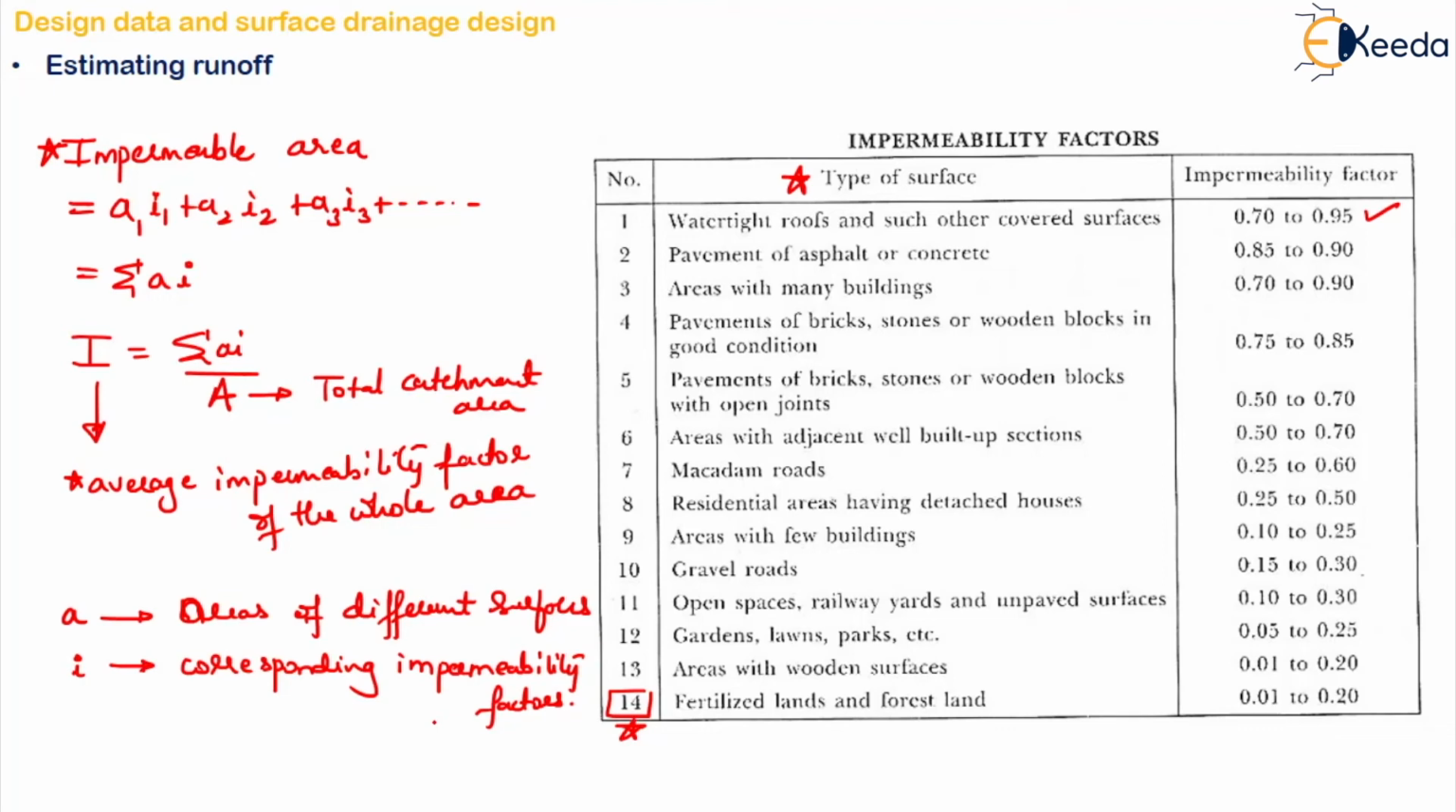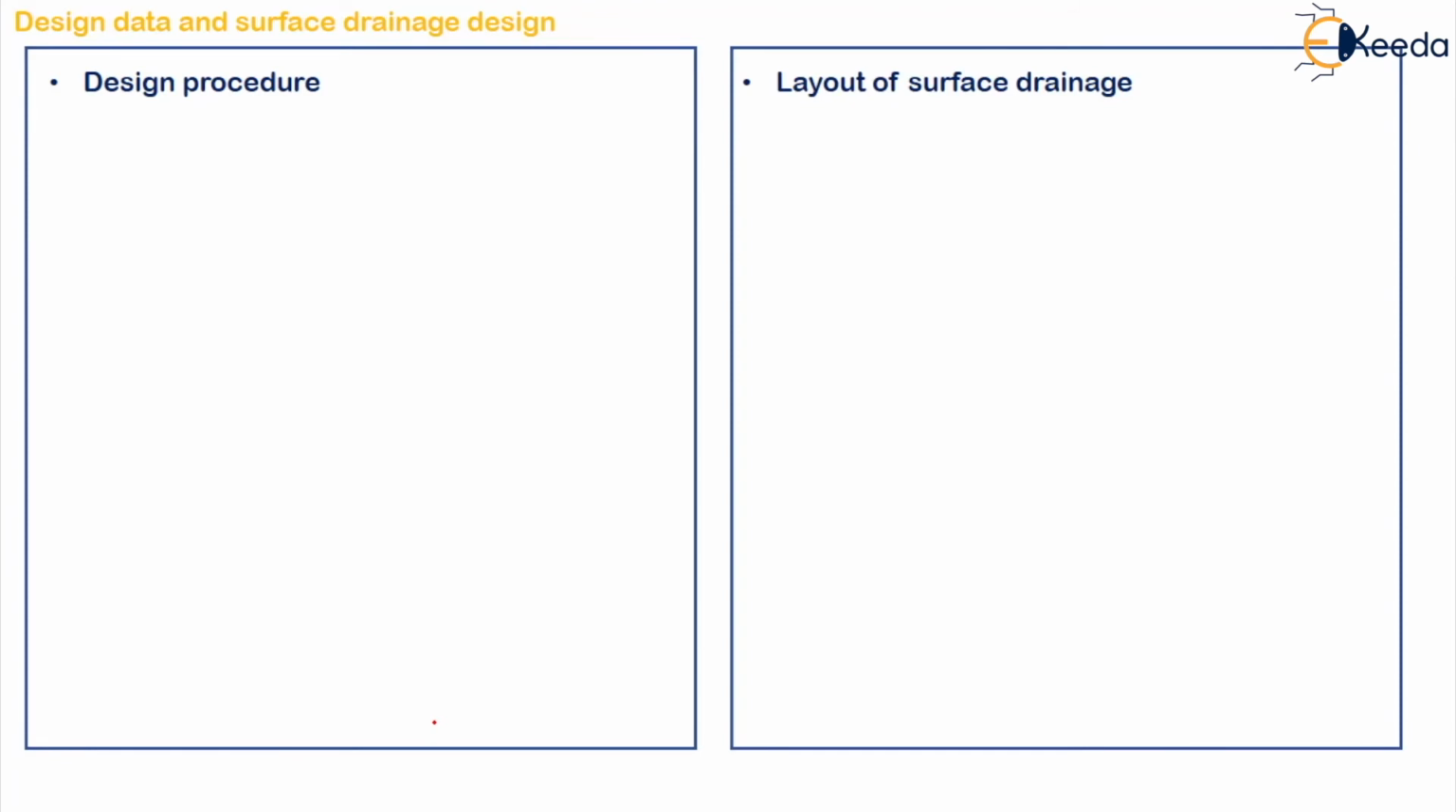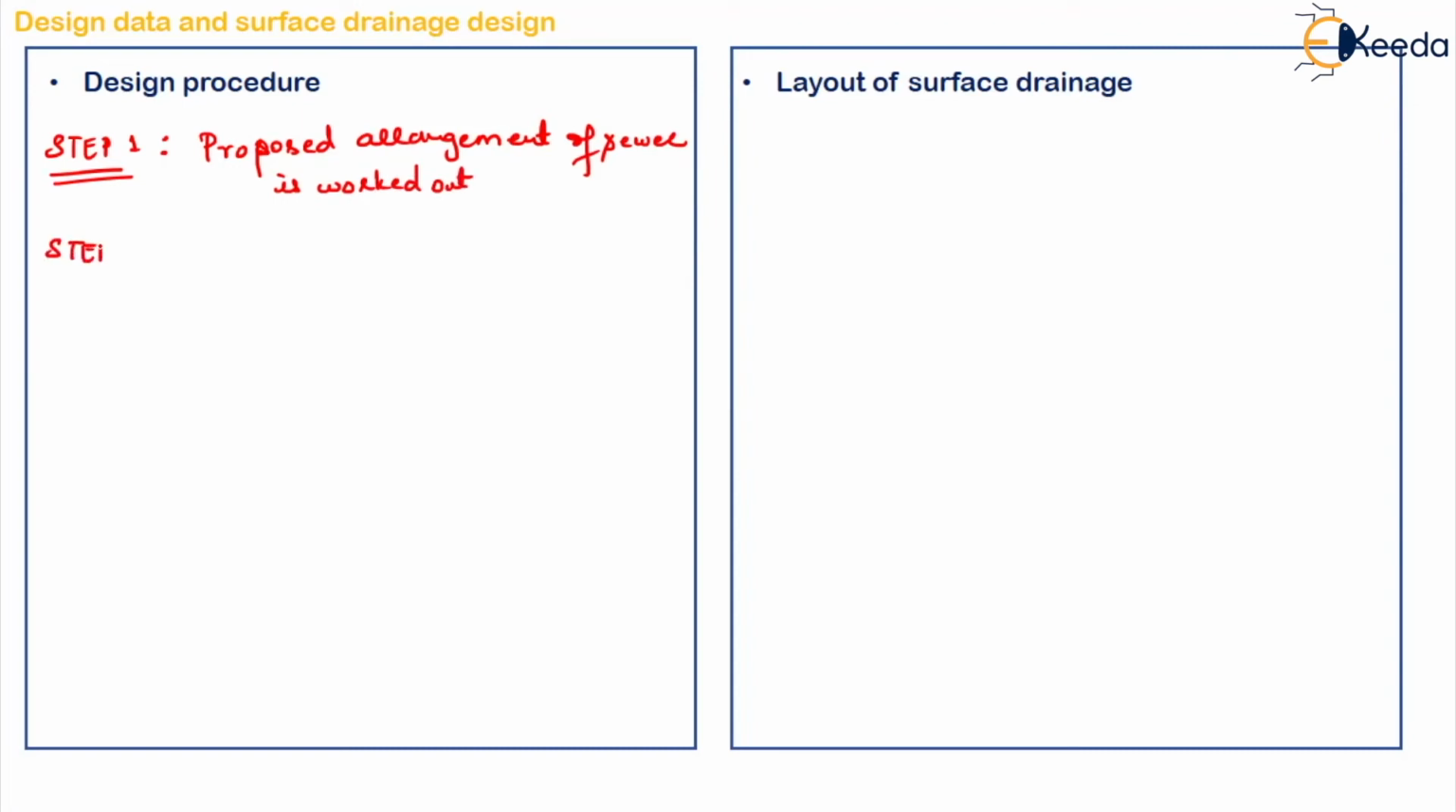which you have to design your sewers. Next, we will see what the design procedure of the sewers is. Okay, there are majorly 5 steps adopted. So step 1 is that the proposed arrangement of sewer should be worked out, right? Then in step 2, the runoff is estimated for every sewer by applying the suitable value of time of concentration, intensity of rainfall, nature of topography, and things like that.